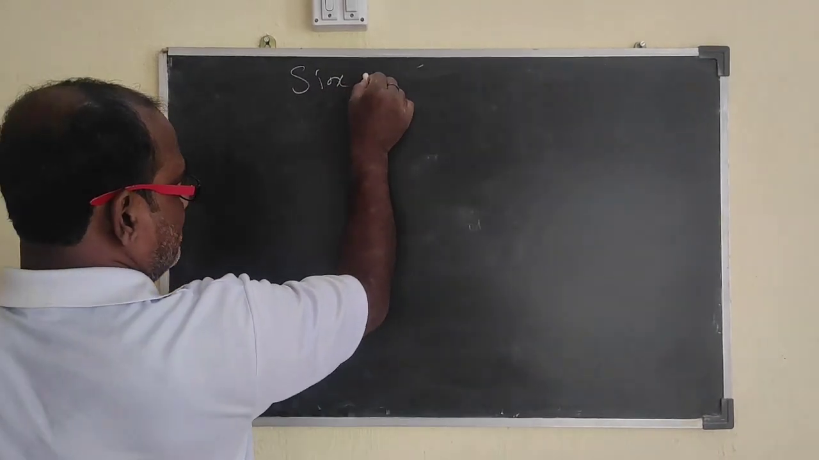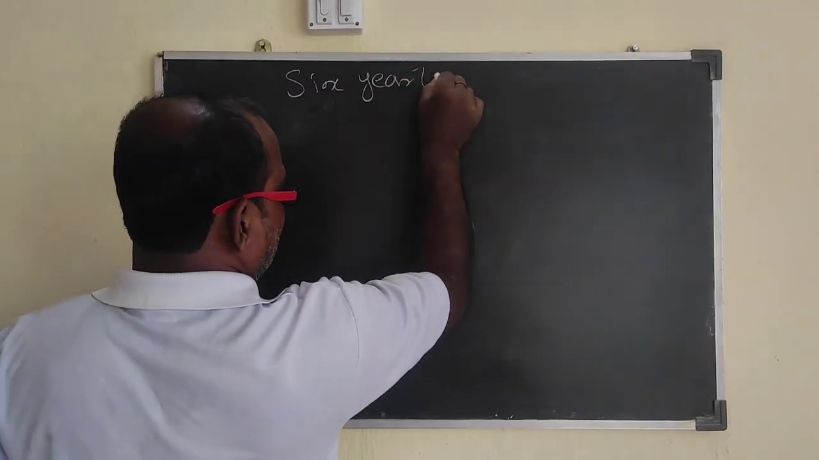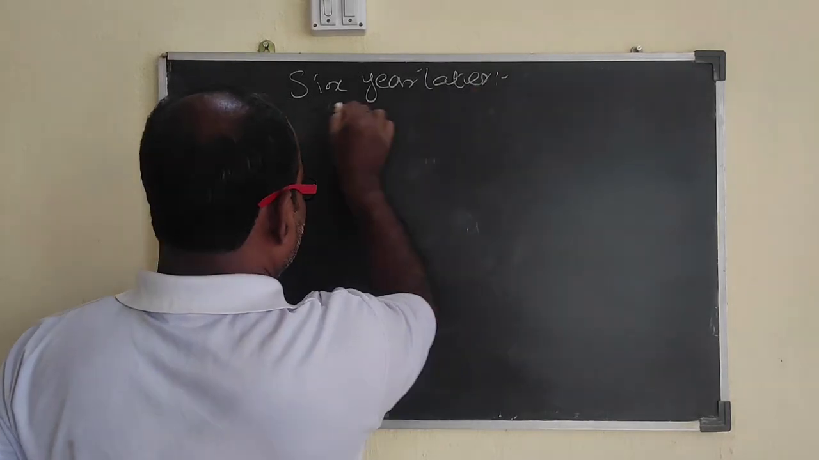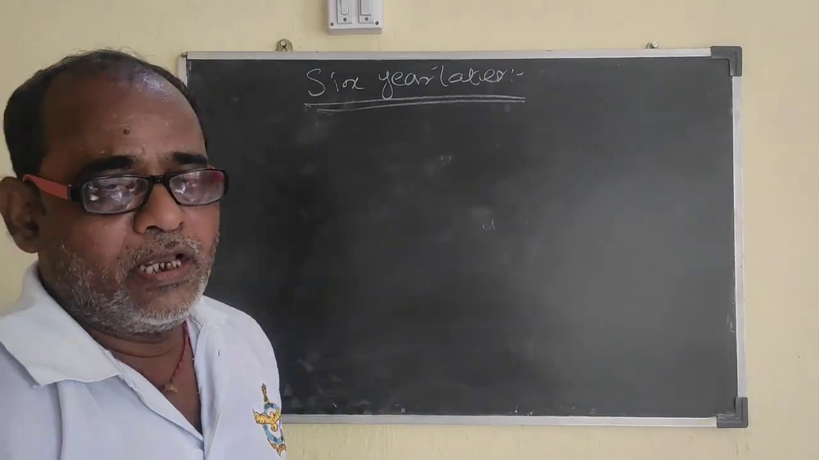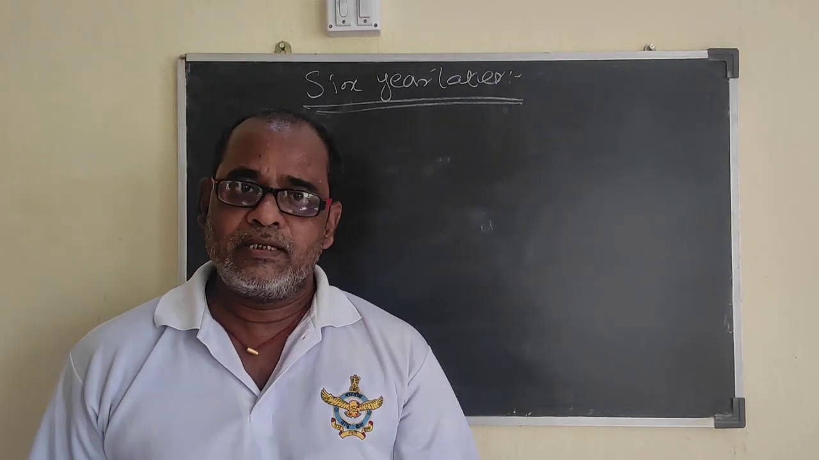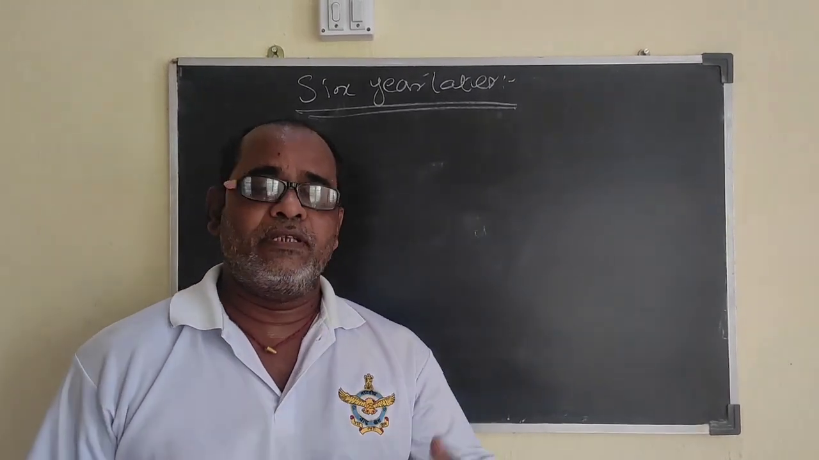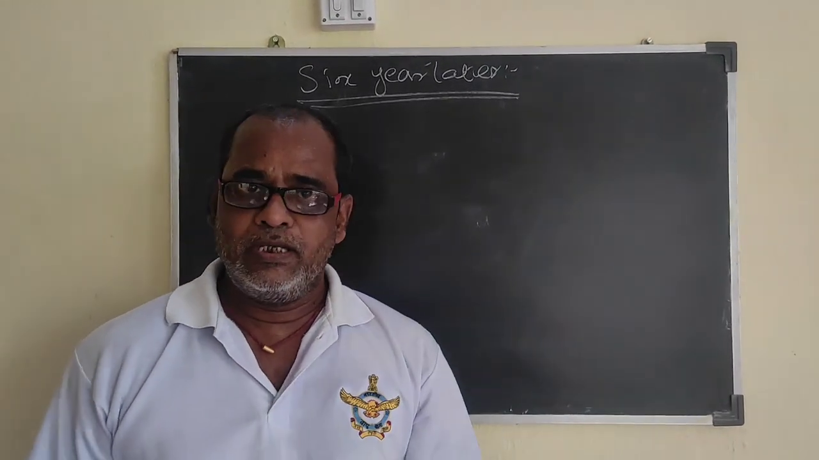Then write here 6 years. Suppose your present age is 14, so what will be your age 6 years later? So your age after 6 years will be 14 plus 6, that is 20.